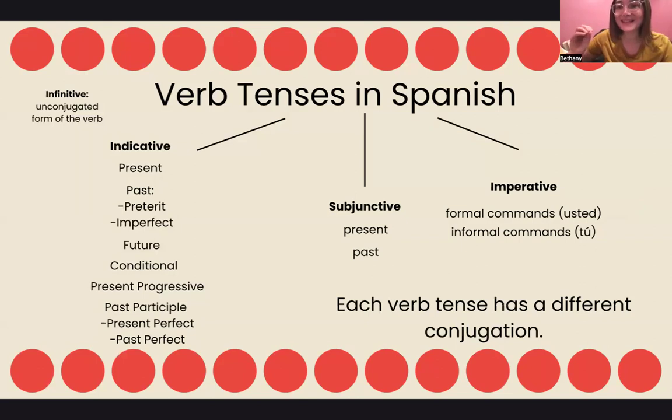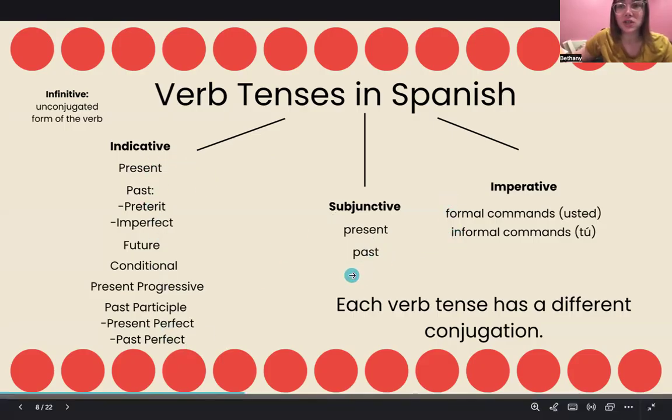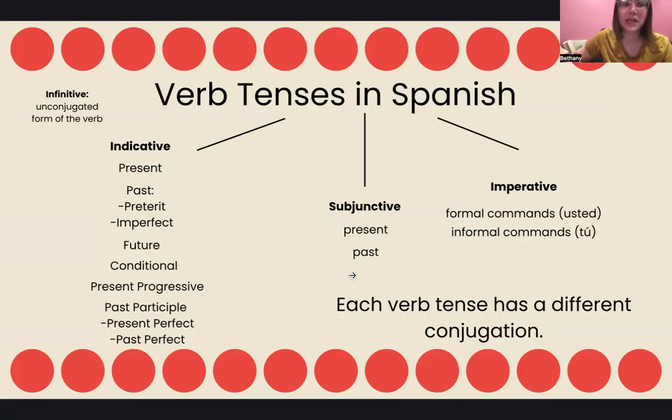And the fun thing is, this is where it gets so fun, and I'm not even joking. The fun thing is, each verb tense has a different conjugation. Each one of these has a different conjugation. And you're thinking, Bethany, well, of course, even in English, there's different conjugations like I eat, I ate, I will eat, things like that. I am eating. But you'll see why it's so different in Spanish, but more fun, honestly.